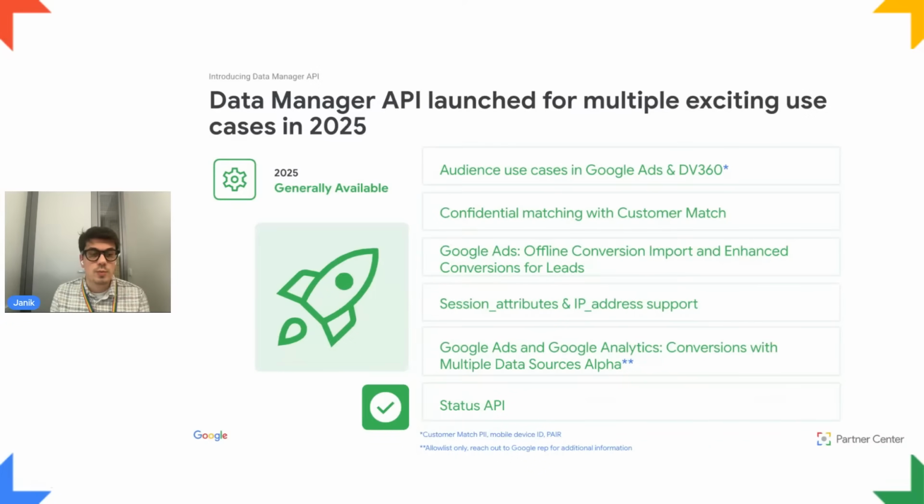And then the last point, which I was referring to, the online and offline combination of data, is conversion with multiple data sources, which is currently supported as an alpha for Google Ads and Google Analytics, and is rolling out in the future. And then the last thing, you also have a status API to actually see how the API is performing.